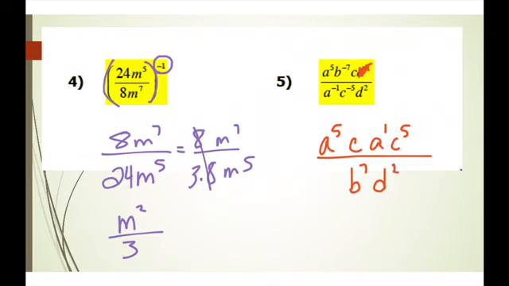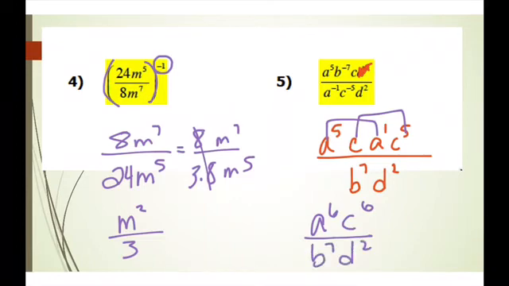Now you just combine everything that you can. So the A to the 5th times A to the 1st is A to the 6th. C times C to the 5th is C to the 6th over B to the 7th, D to the 2nd. And so that's your final answer.